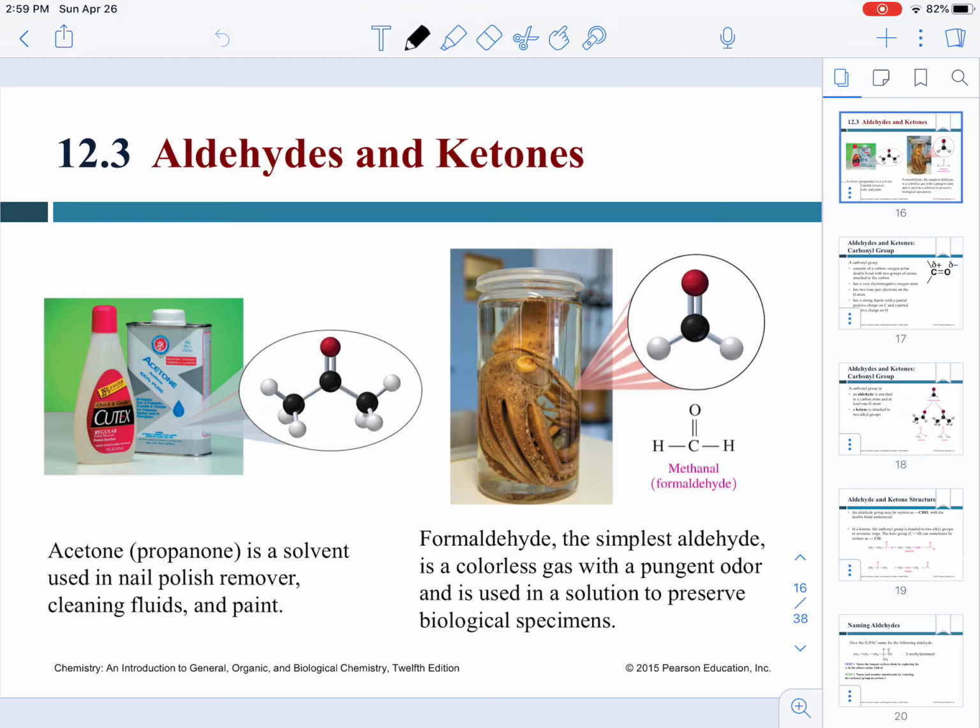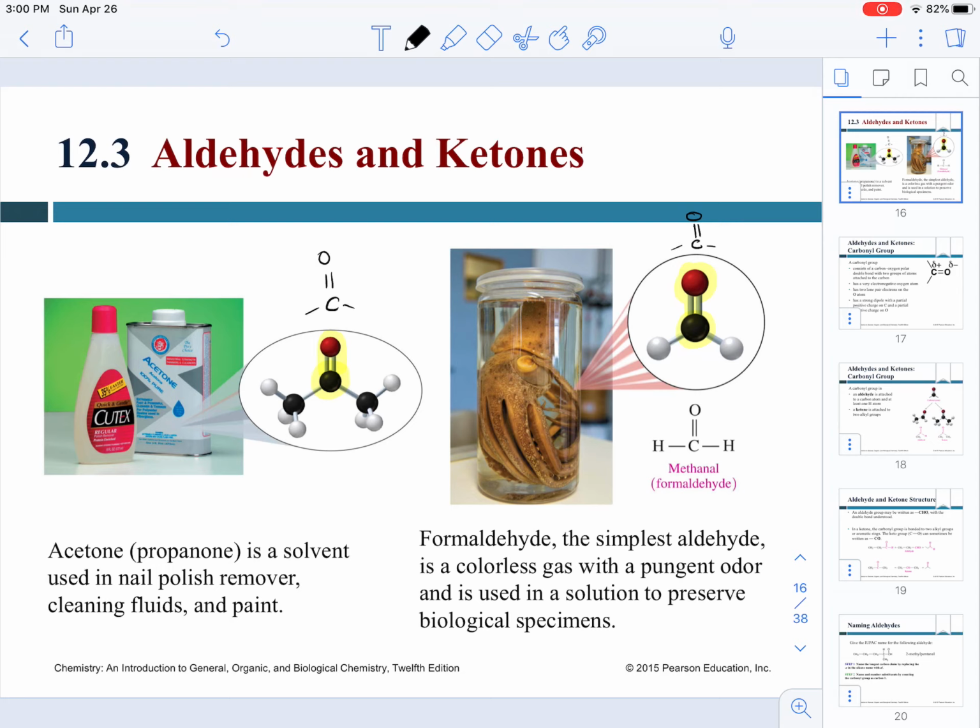In this video, we are going to be continuing the discussion in chapter 12, and now we're going to be focusing on aldehydes and ketones. Aldehydes and ketones are functional groups that contain a particular type of bond, a carbon double bonded with oxygen. Both of these functional groups are going to have it. So understand that this carbon double bond to oxygen is going to be a common feature between these two functional groups.